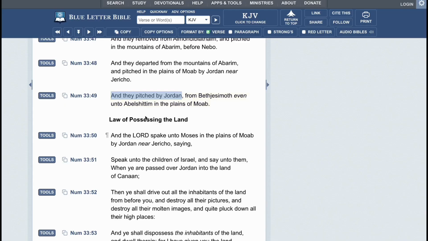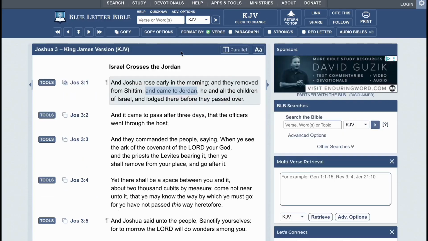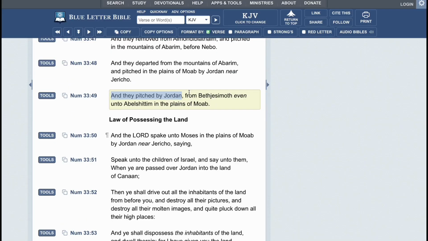from Beth Shemesh even unto Abel Shittim in the plains of Moab. So this is letting us know that they're very close to Jordan. This isn't a 3-day journey or 5 or 10-day journey. This wasn't a long journey. In fact, this could have been something achieved maybe in 5 to 6 hours. So they would have lodged that same night that they left Abel Shittim.